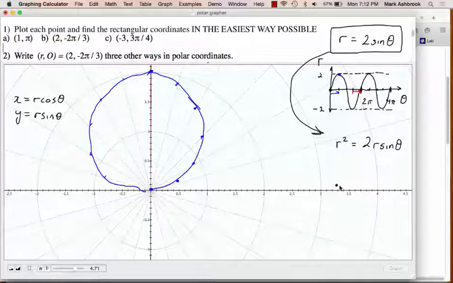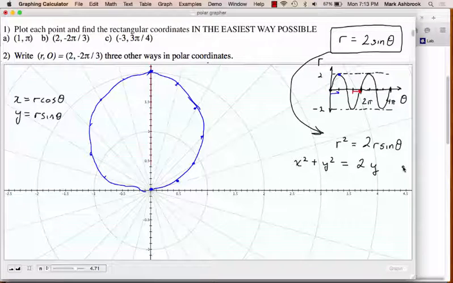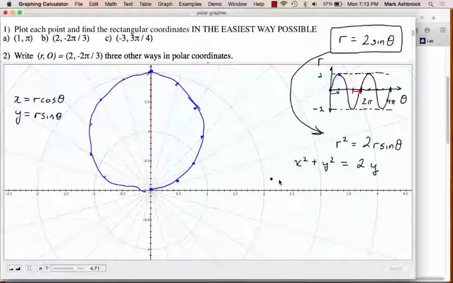But that's actually kind of good. What is r squared? So r squared is, by the Pythagorean theorem, x squared plus y squared. And then 2r sine theta is 2y. Okay, this is looking nice now. We don't have to do any crazy stuff with arctangents or solving for angles. So what do we have here? x squared plus y squared equals 2y. Anyone recognize what we have?